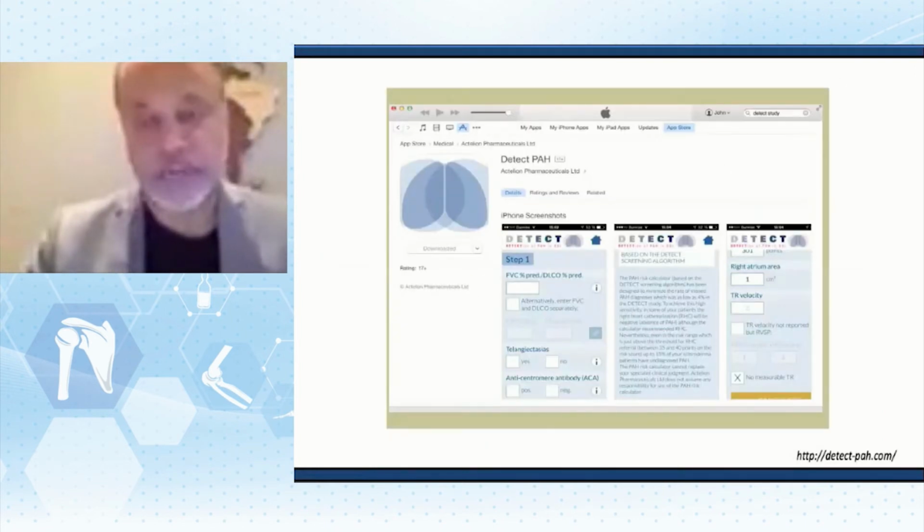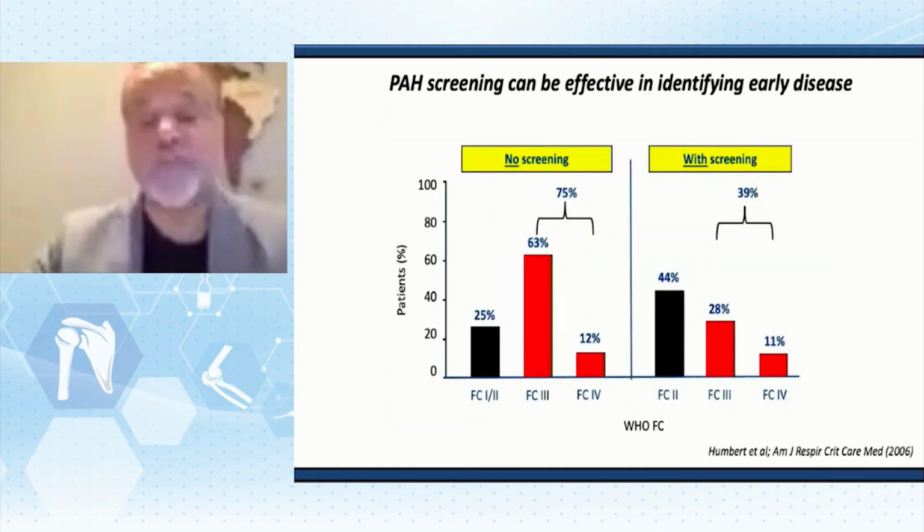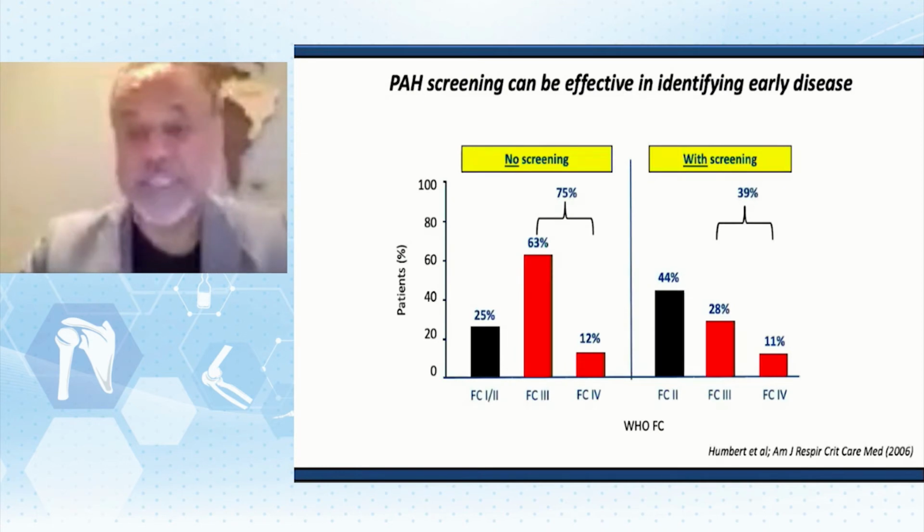And this looks like a complicated algorithm, but now there is actually an app that you can have on your cell phone. You just put in these items, and it will tell you which patients need to proceed to echo and then to right heart cath, or to stop there and just repeat the screening next year. Does it work? Yes, it does.